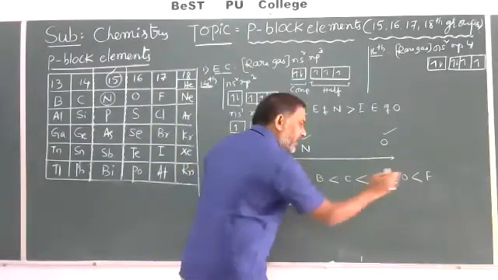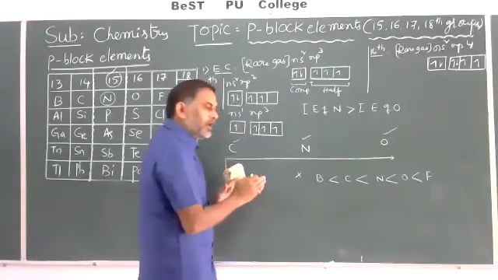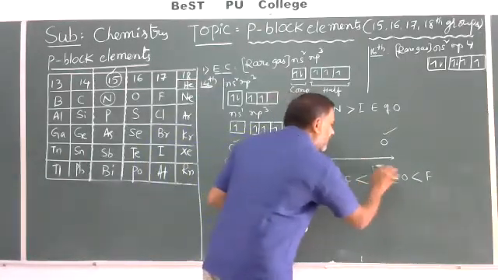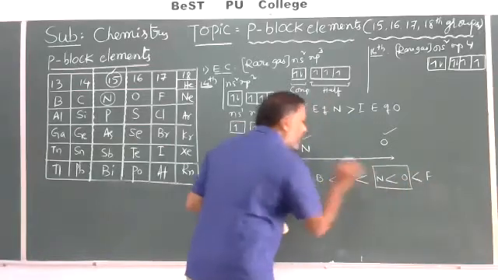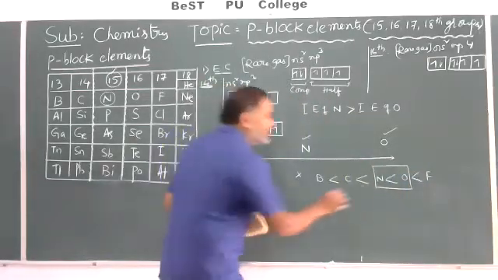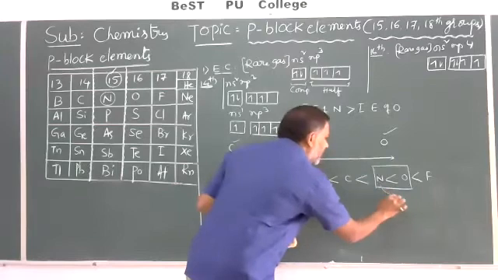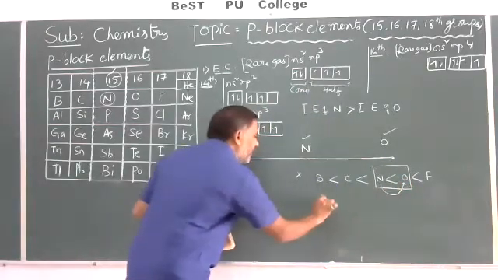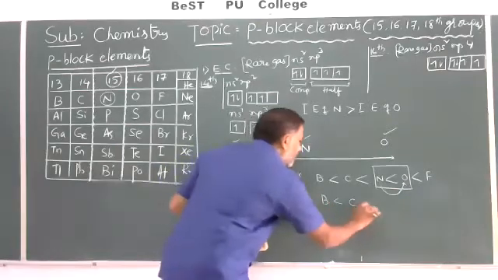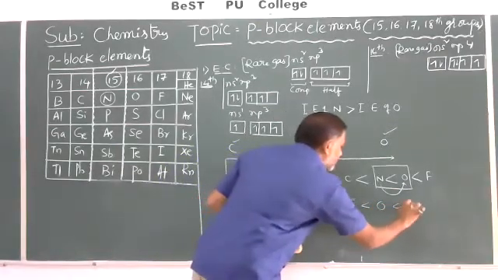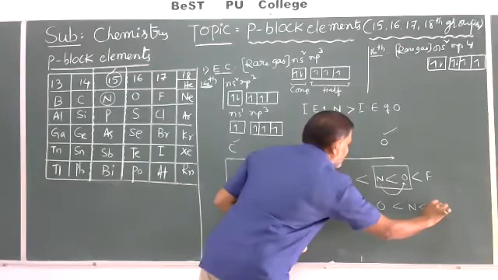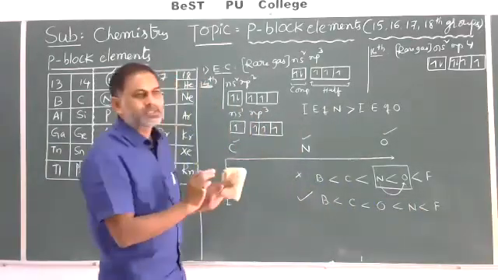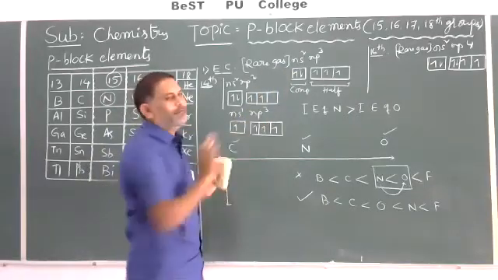Because as size decreases, ionization energy increases, but in this case, based on the extra stability of half-filled orbitals, the ionization energy of nitrogen is more than that of oxygen. That's why we write boron, carbon, oxygen, then nitrogen, then fluorine. This is the correct option based on their sizes and the ionization energy based on their half-filled orbitals.